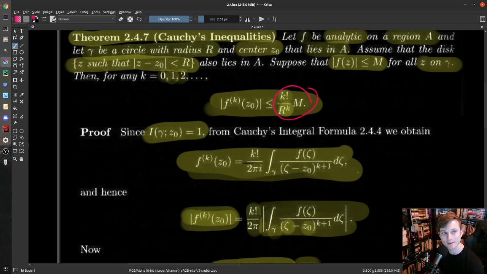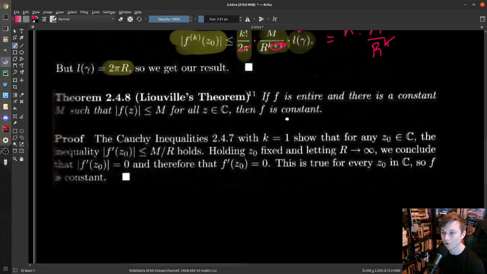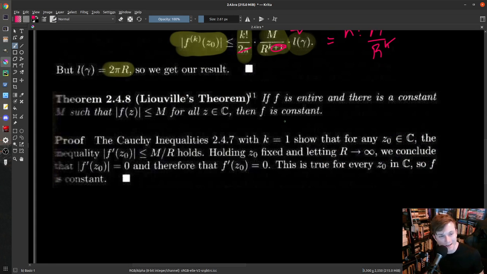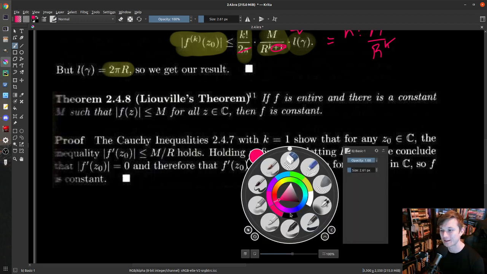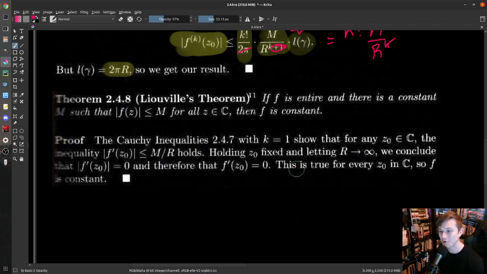We're done. Easy. So that's not a terrible proof in the slightest, but it gives us something that's kind of crazy. And this is a sweet theorem that you will get a ton of use out of. It is a fantastic result because it is just so dang nice and easy to say. It is called Liouville's theorem.